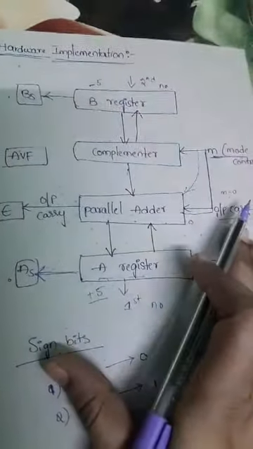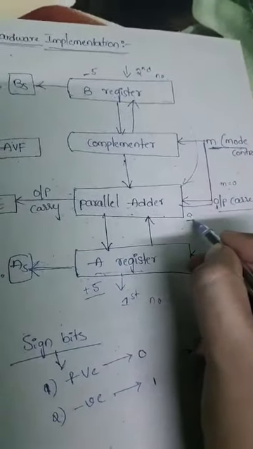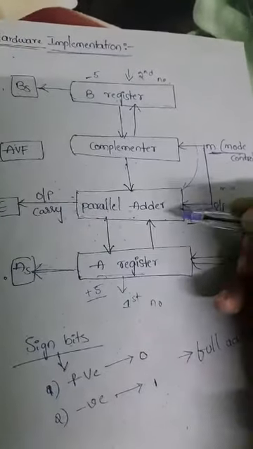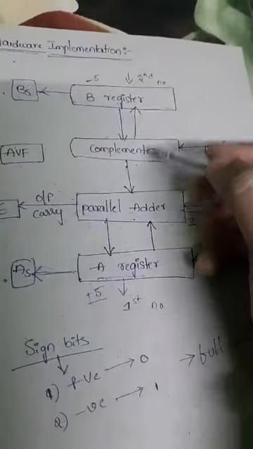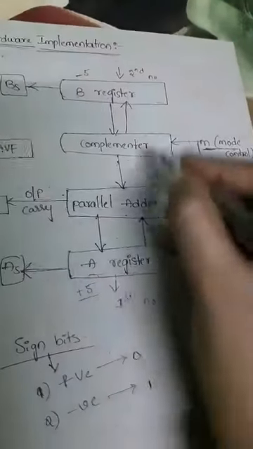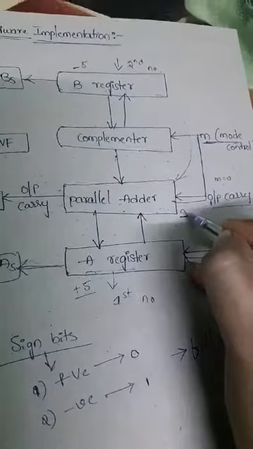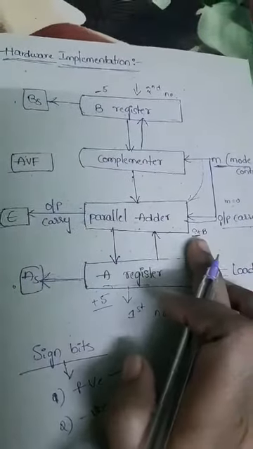As well as, what is the input carry here we are having? That is 0, right? So first of all, the 0 will be passed to the parallel adder, and the second thing is the complementer will transfer the B register content to the parallel adder. That means we now have B also here, right?